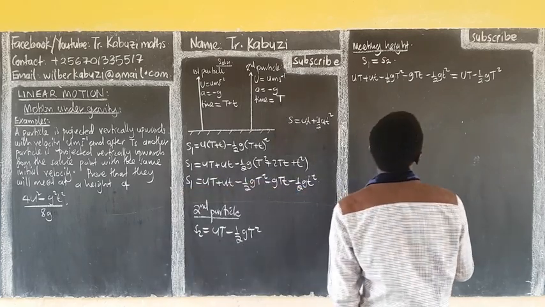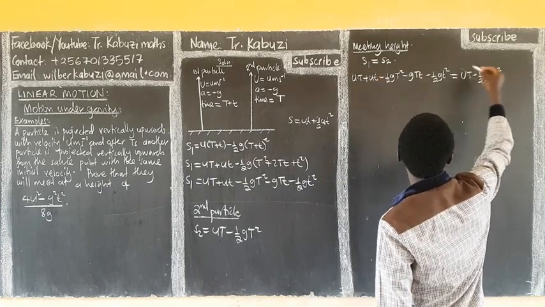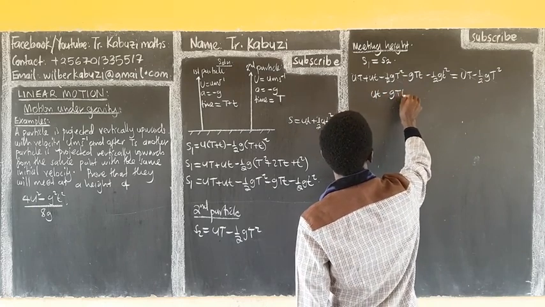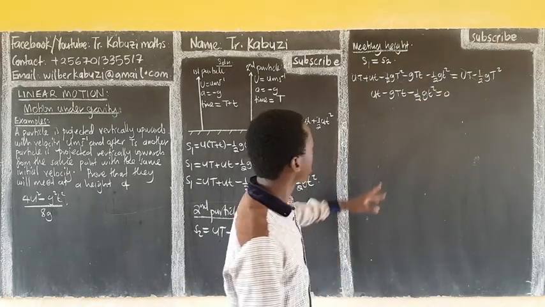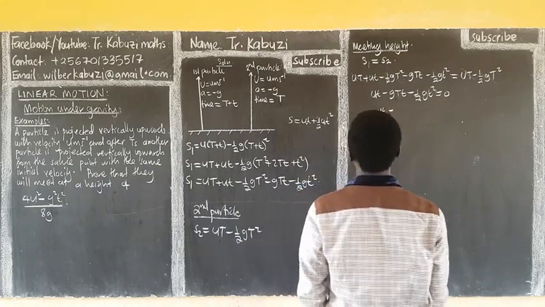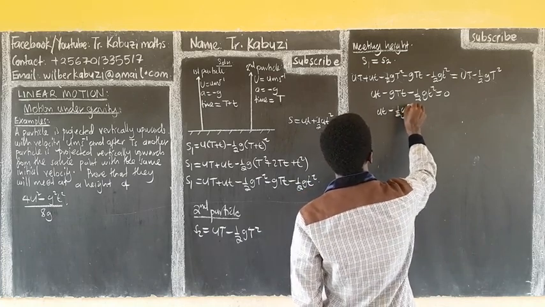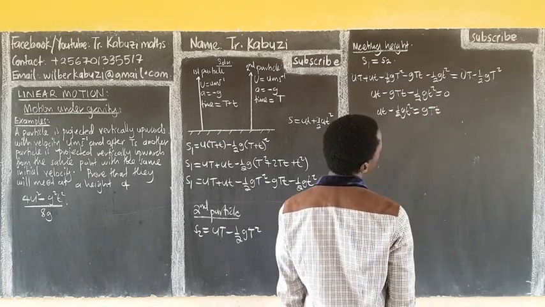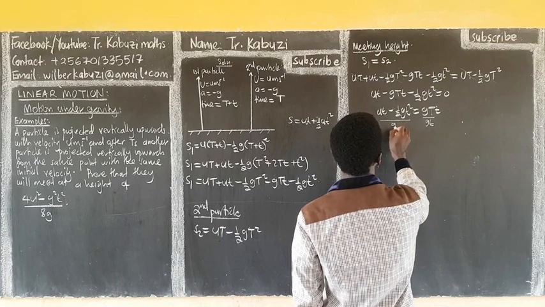So first of all, when you look at this, this will vanish with this. Then also this will vanish with this. So here, I'm going with ut minus dt t minus a half dt squared equal to 0. Now my task is to solve this, so I take it to the other side. So my ut minus a half dt squared will be equal to dt.